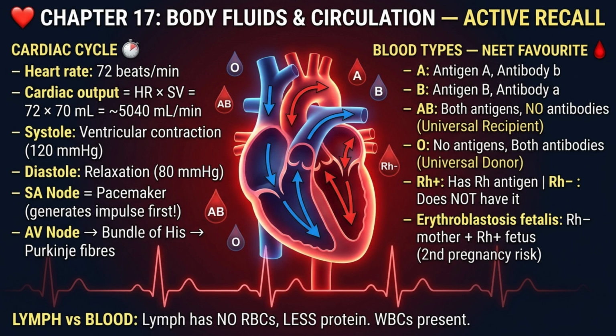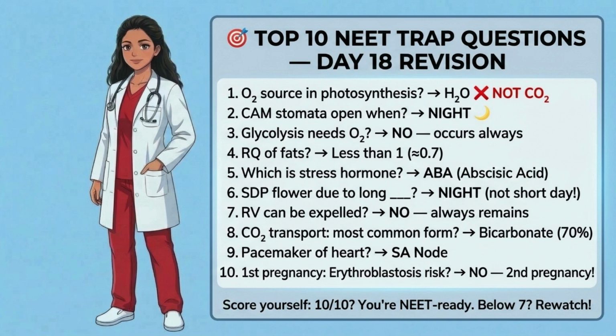The most dangerous clinical scenario, erythroblastosis fetalis, occurs when an Rh negative mother carries an Rh positive baby for the second time. Her antibodies cross the placenta and destroy the fetal RBCs. This only happens in the second pregnancy, not the first. Remember that distinction. Now let's put your knowledge to the test.